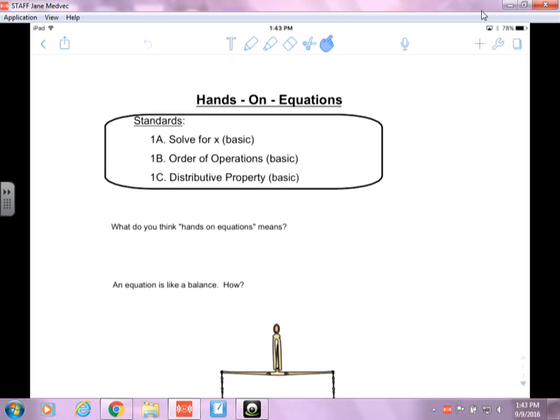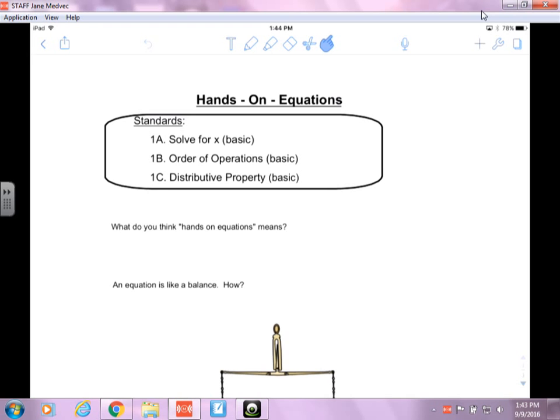Think back to elementary school when you used to do something for fun and you just did it because it was fun. Open mind. You with me? All right. So we're going back to elementary school. We're going to learn a little bit about algebra. This chapter, we're going to solve for x. We're going to use the basic part of it. Order of operations, we're going to do basic. And distributive properties are going to be basic. Basic, basic, basic. So pretend you're first graders and you don't know how to do any algebra.